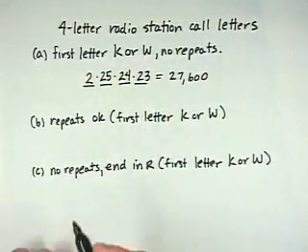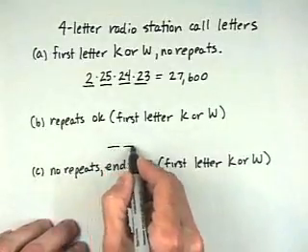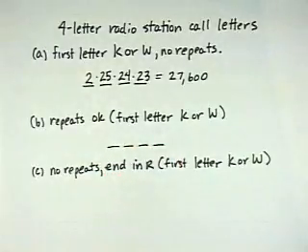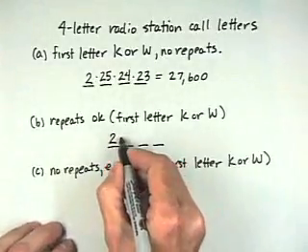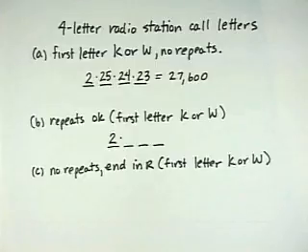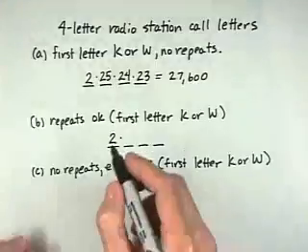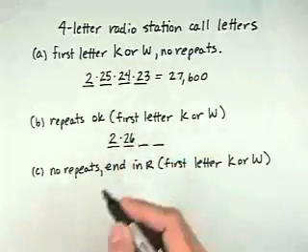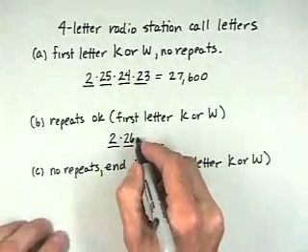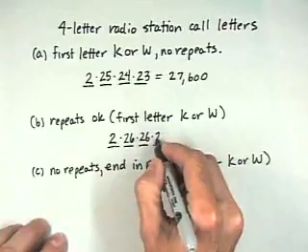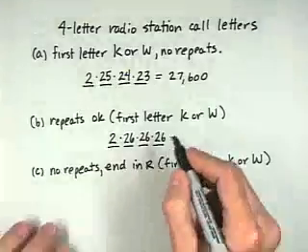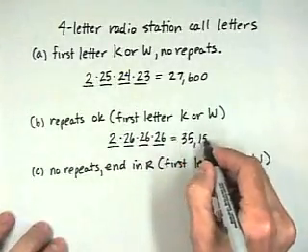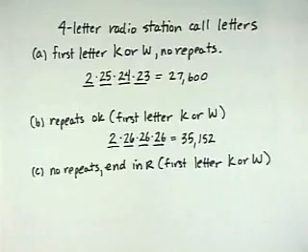Let's use that process again for part B. Again, there are 4 letters in the radio station call letter. The first letter has to be a K or a W, so there's 2 choices there. But it's okay to repeat letters in this case, so we can use any one of the 26 letters of the alphabet there, and then any one of them in the next spot, and any one of them in the next spot. This product is 35,152. There are that many ways to design the call letters in this example.